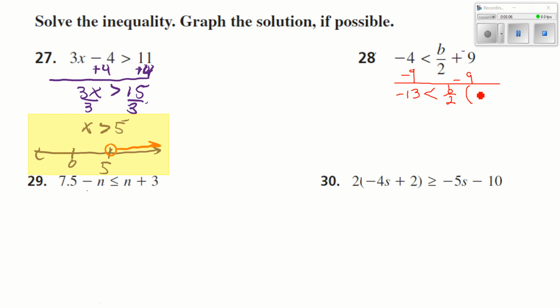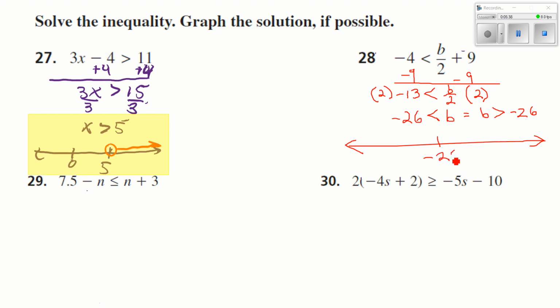Now I could multiply by 2 to get rid of dividing by 2. And I'm still going to get the same answer, negative 26 is less than b. I want to make my number line. That's pretty self-explanatory. Remember, I want my variable in front. So this is equal to b is greater than negative 26. I'll put my negative 26 here, and then I'll follow my symbol right there. This will be an open circle, and all the lines pointing this way on the number line.